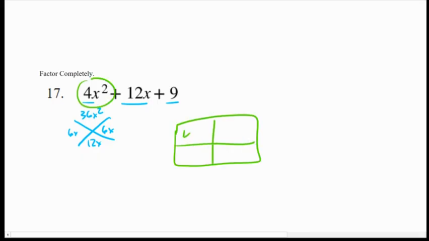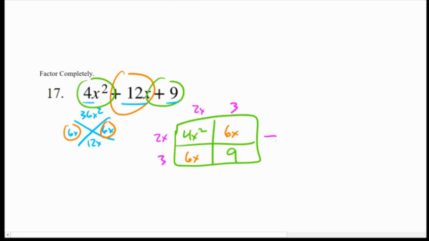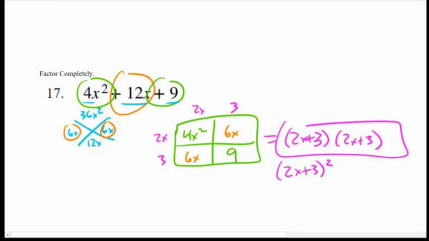First term goes in the first box. Last term goes in the last box. Middle term here, I split up into 2 pieces, which were 6x and 6x. And now I factor out and see that this is just 2x plus 3 times 2x plus 3, which I could also write as 2x plus 3 squared. I'd take either of these answers, really. It doesn't matter to me too much right now, but both of those look good.